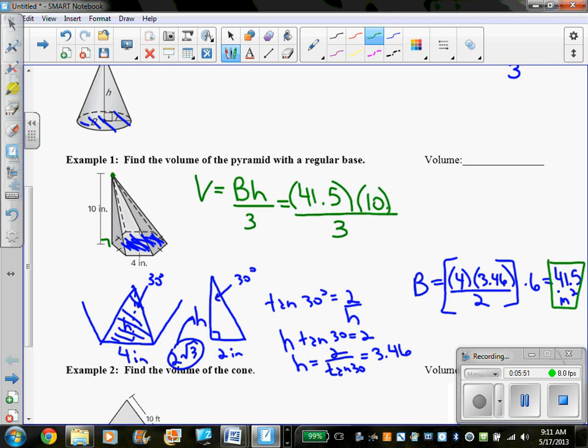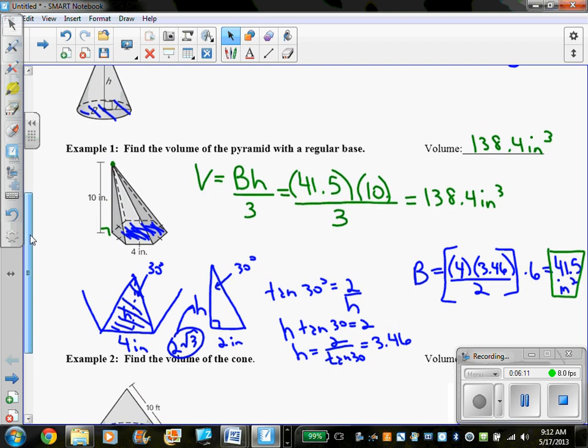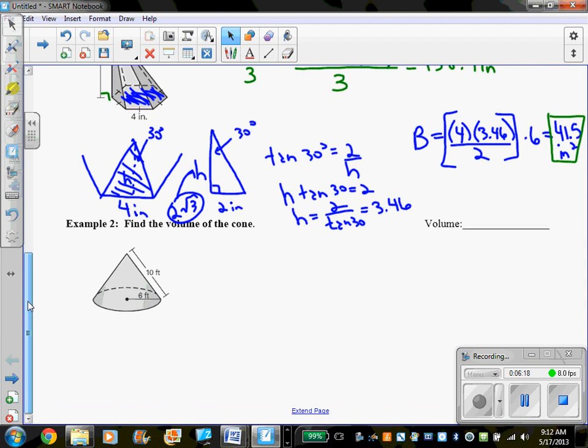Okay, so we multiply the 41.5 times 10 divided by 3, and we will get a volume of 138.4 inches cubed. Okay, that is how you find the volume of a pyramid. So we find the area of the base, just like we did before in prisms, and then we multiply it by the height, just like we did with prisms, but in this case we divide by 3 because it is a pyramid, and you have to remember that you have to divide by 3 or multiply by that 1/3.